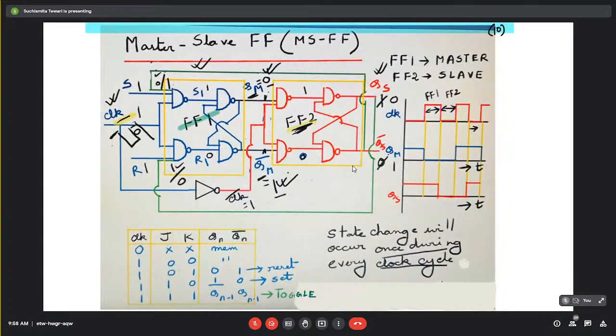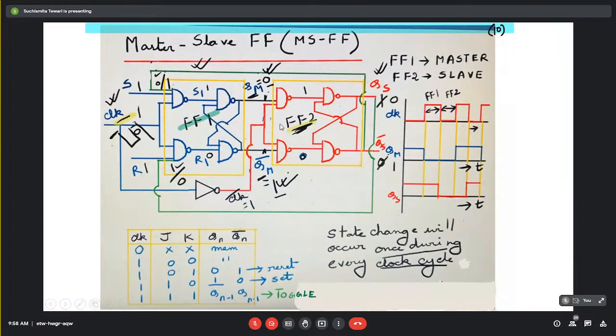Here we are introducing another scheme, the master slave scheme, or what we call the master slave flip flop. Now, what is a master slave flip flop? Here you see we are implementing two individual flip flops, this red one and this blue one. We are giving a clock to these individual flip flops as well. They are connected in series.